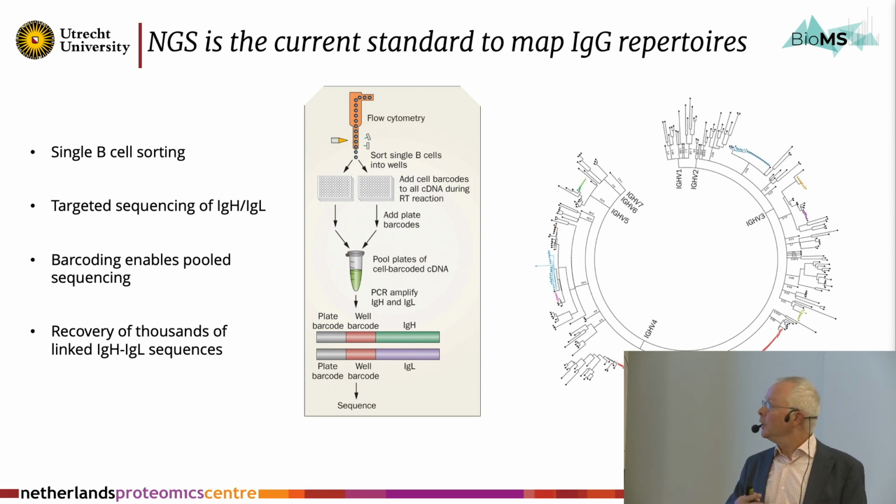The other problem is, even if you have 1 million sequences, or even more, it doesn't tell you yet which of these B cells is really on and producing and secreting antibodies that end up in circulation.